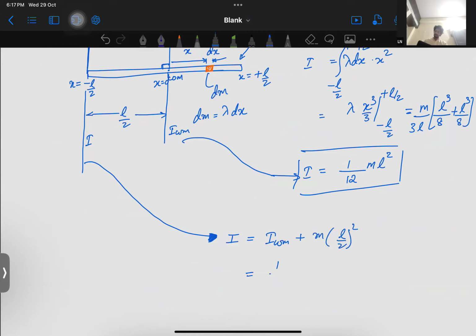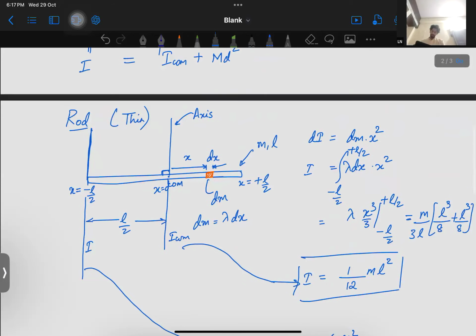I com is how much? 1 by 12. What is this one? ML square by 4. Okay. So what do you get over here? You get this as 1 by 3 ML square. Fine. This is also done.